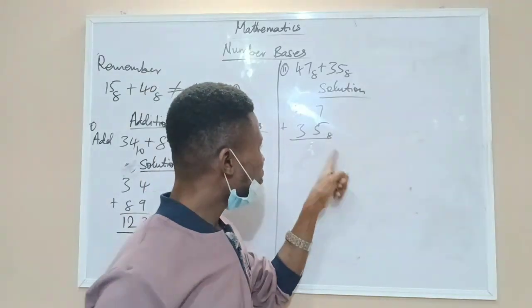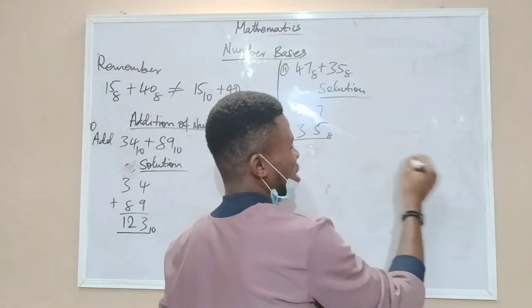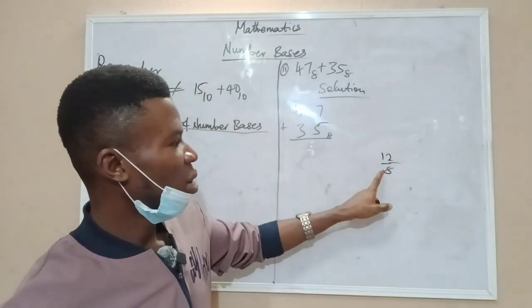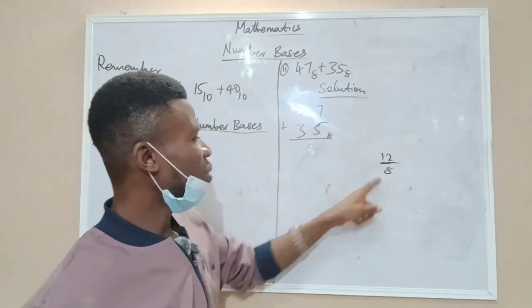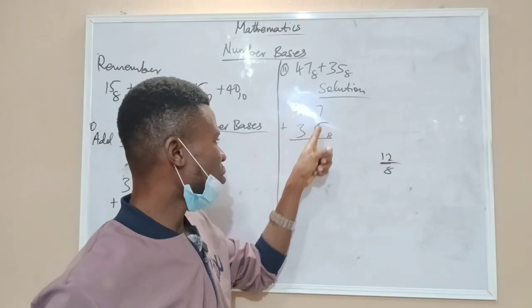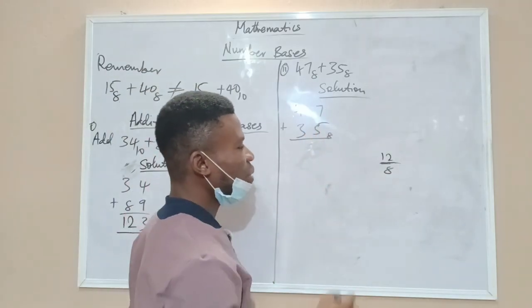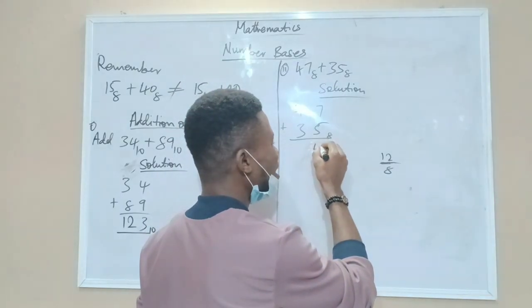Now, we divide that 12 by the base, that is 12 divided by 8. We first add the digits and then divide by 8. When 8 divides 12, which is the value we got from 7 and 5, we get 1 remainder 4. Then we write that remainder 4.